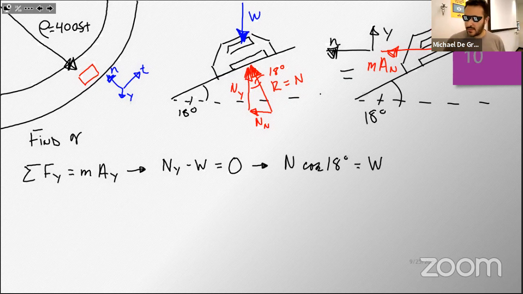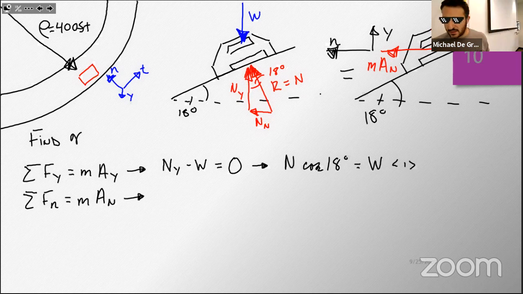That doesn't look super helpful, but we're going to keep that. I'm going to call this equation 1 for right now. And I'm going to shift and start talking about my normal direction forces and how they're equal to the mass times the normal acceleration. That's what we're going to be looking for, because remember, the normal acceleration is equal to v squared over rho. All right, so what are we going to do here now?